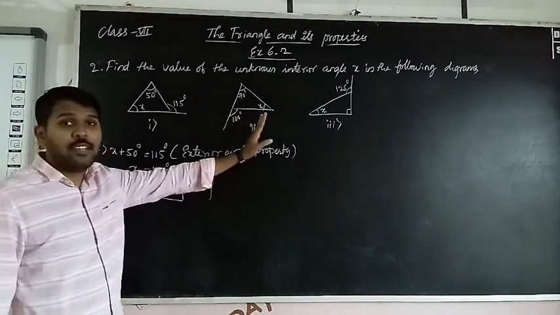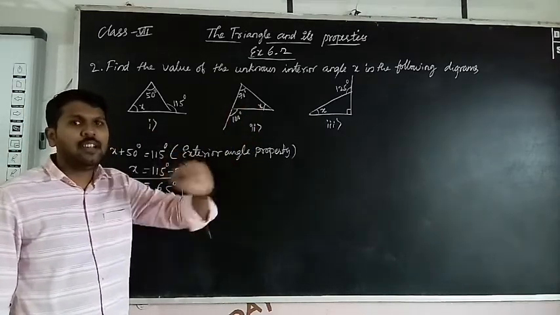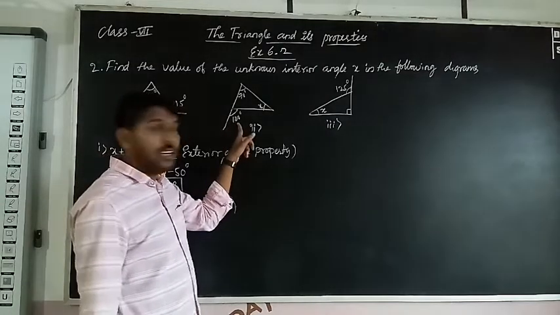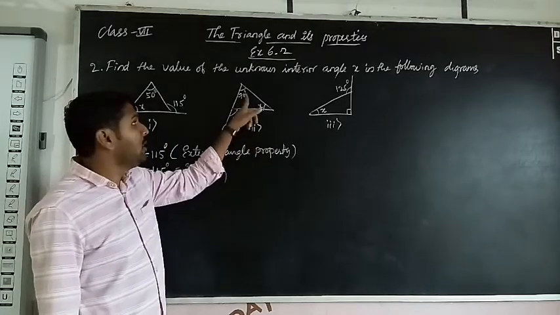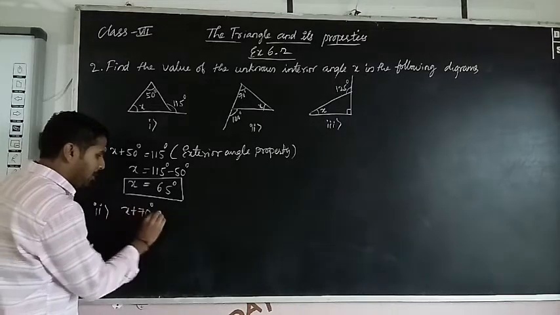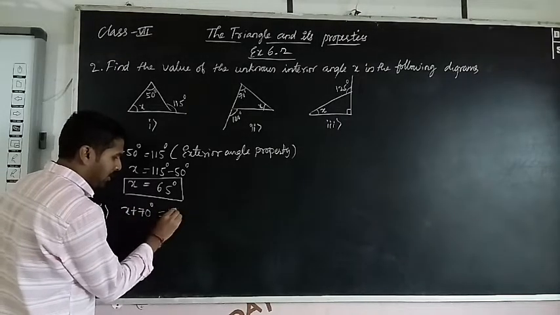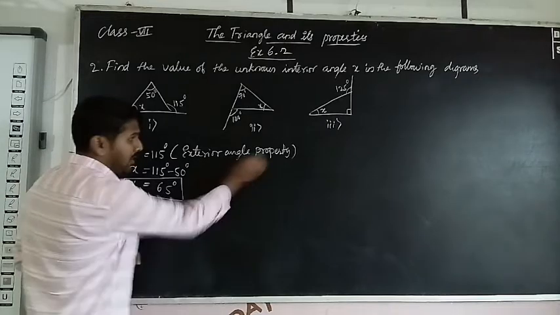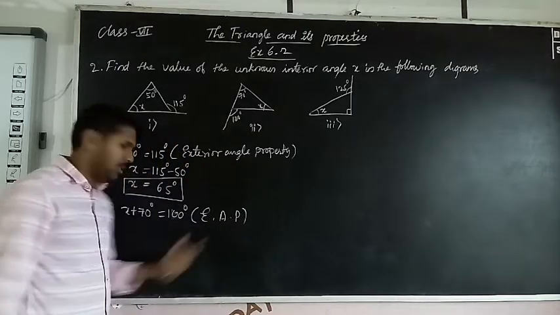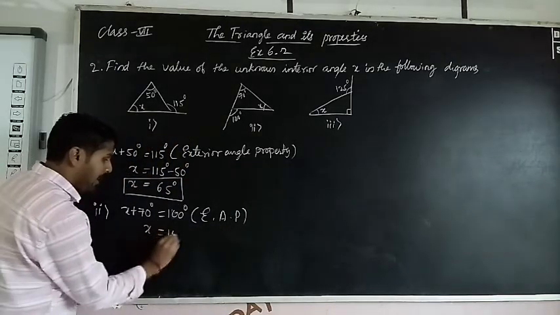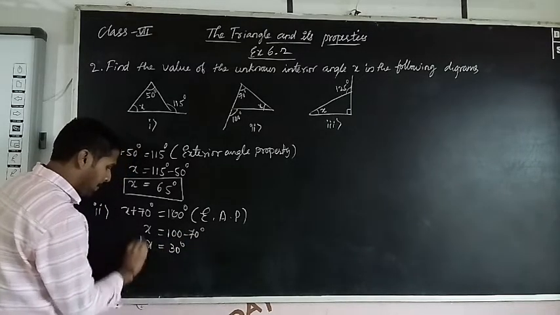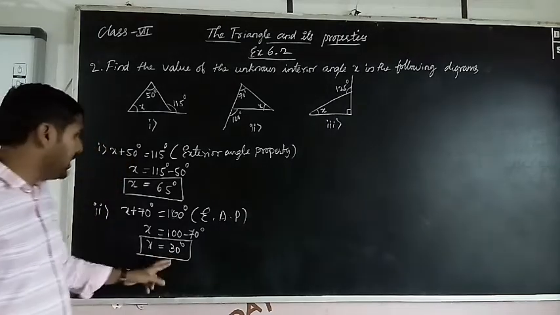Here also 6 problems are there. I will explain only 3 problems. The remaining 3 are homework. So next, the second one. See here, 100 degrees equals 70 plus x. So x plus 70 degrees equals 100. Write down again the exterior angle property. So x value equals 100 minus 70. What will be the answer? 30 degrees. So the x value is 30 degrees for the second figure.